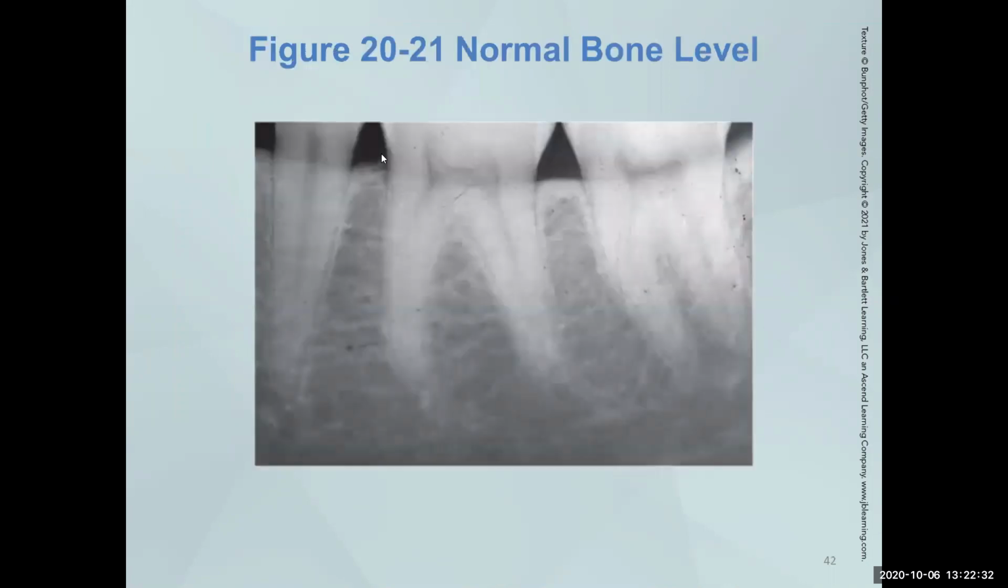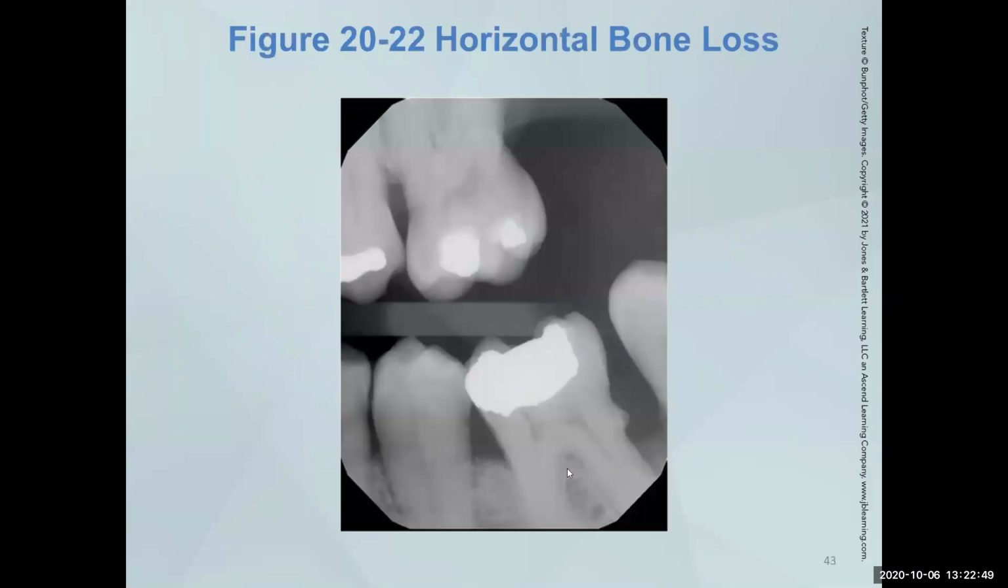Normal bone level should be 2 to 3 millimeters apical from the CEJ. You've got a nice crestal bone here. Thin lamina dura. Looks good. If this was a horizontal bite wing, you would not be able to see any bone. But you can see the calculus here.